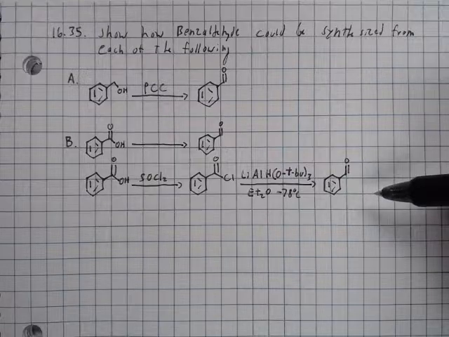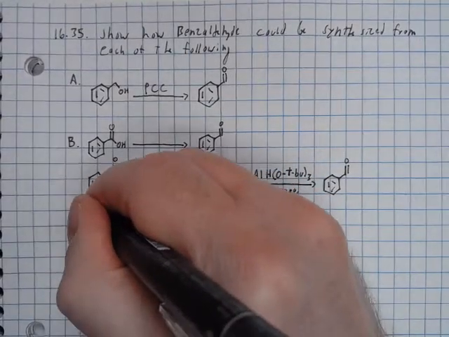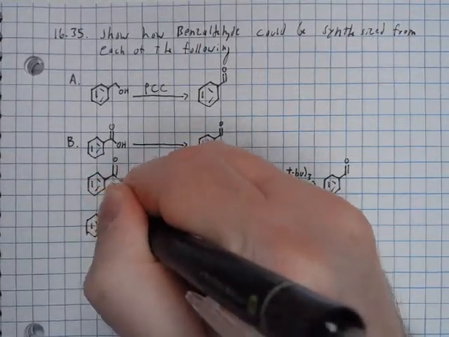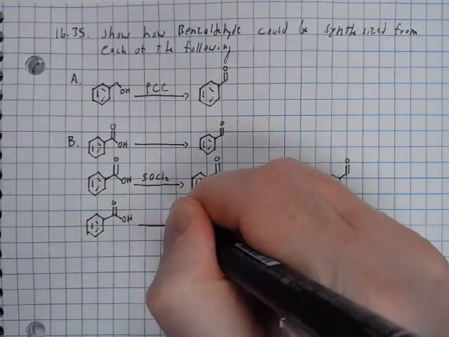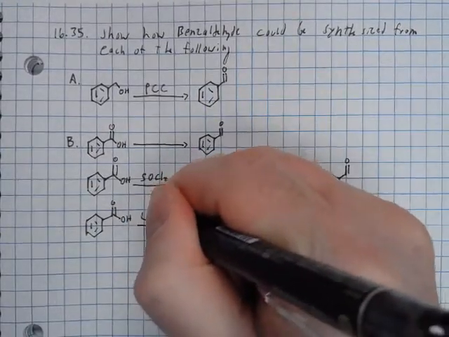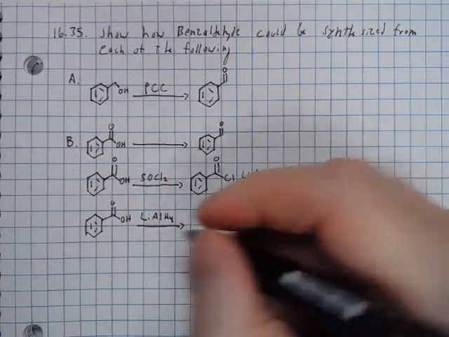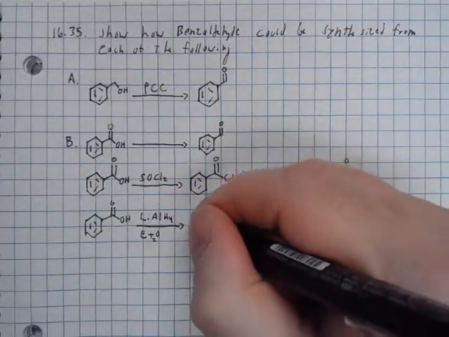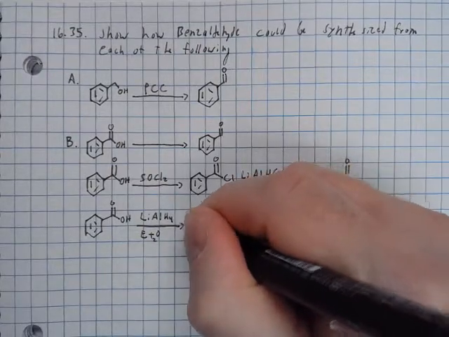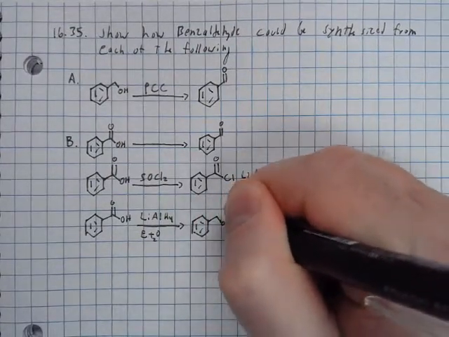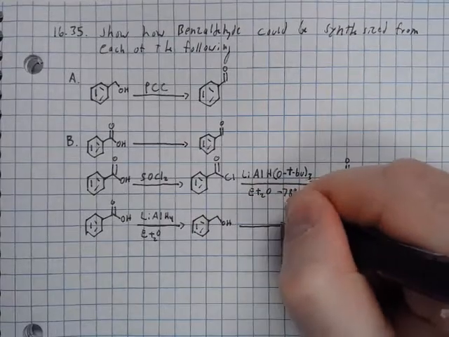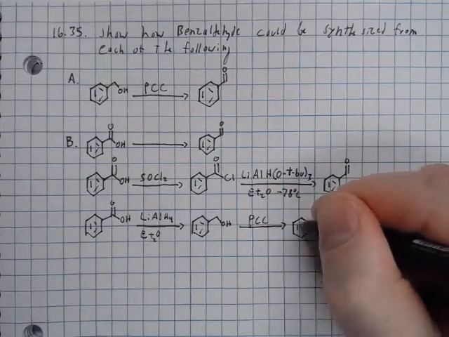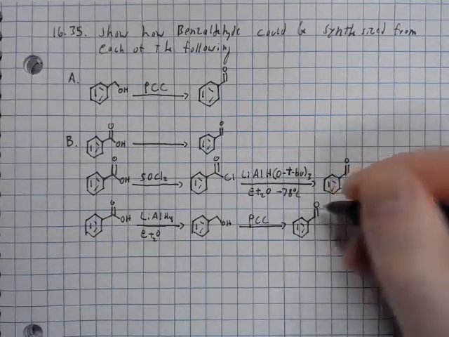Now, another way of doing this might be to use a strong reducing agent, such as lithium aluminum hydride in diethyl ether, to go ahead and convert that carboxylic acid all the way to the alcohol. Then, to oxidize that alcohol using PCC.